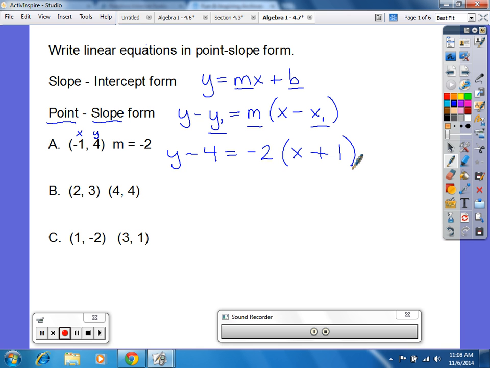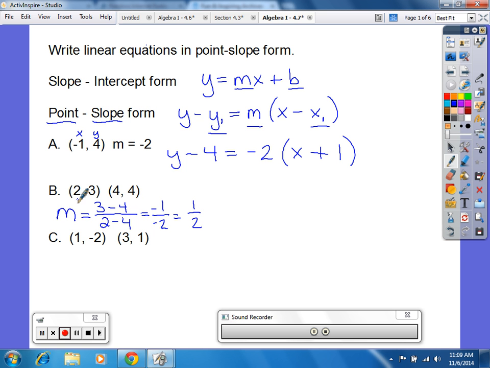Letter B in point slope form. I need a point and a slope. They gave me points, but I did not get a slope, so I need to first find the slope. Remember that to find the slope, you subtract the y values on top and the x values on bottom. So this equation would have a slope of -1 over -2, or 1/2.